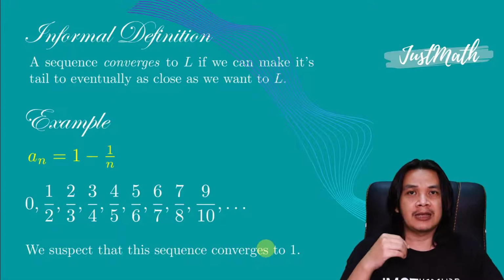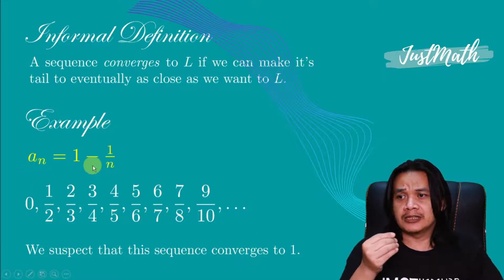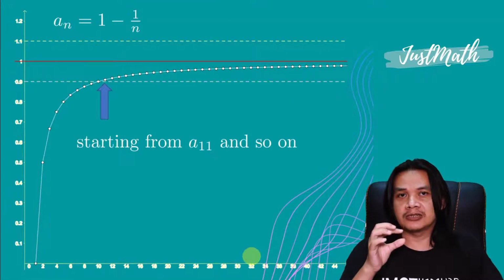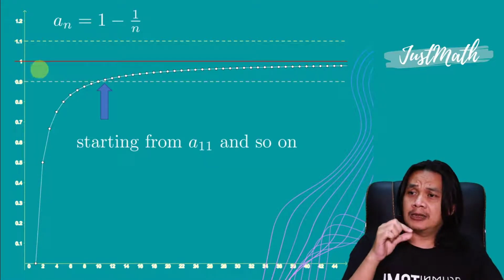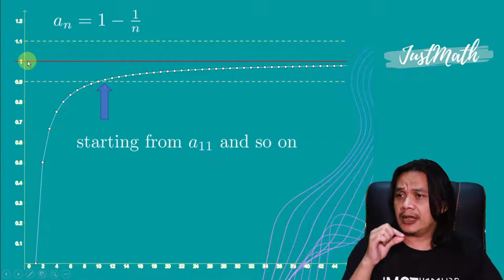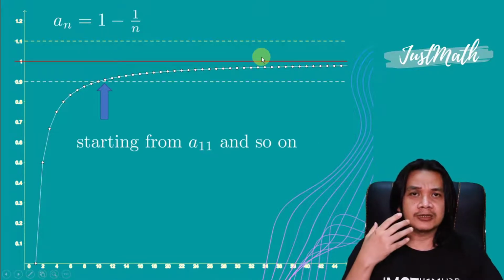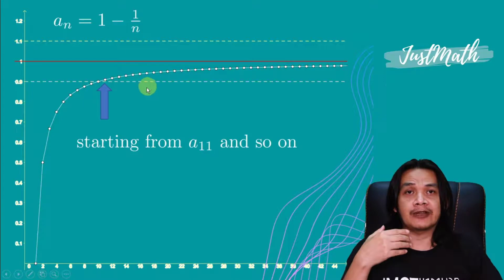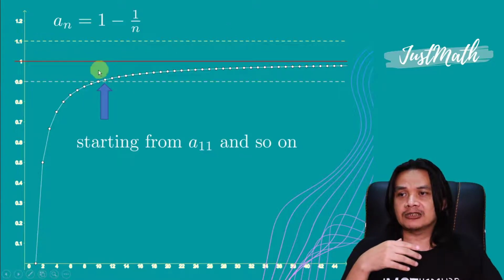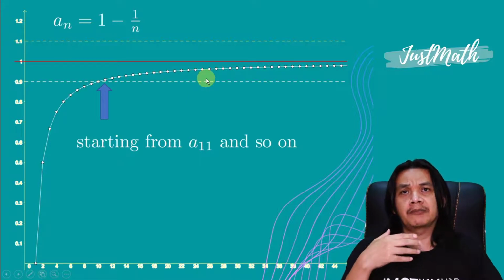So how can we measure the closeness of this sequence to 1? The way we measure the closeness is by making a strip around L equals 1. We have a strip that captures L equals 1 inside. To say that the tail can be made as close as we want to 1 means that all the entries of the sequence will eventually be inside this strip, but perhaps starting from a certain n.